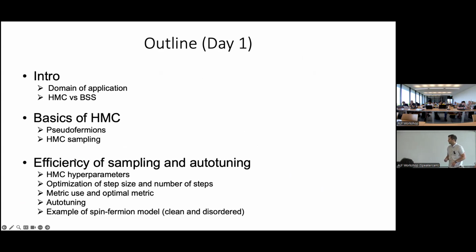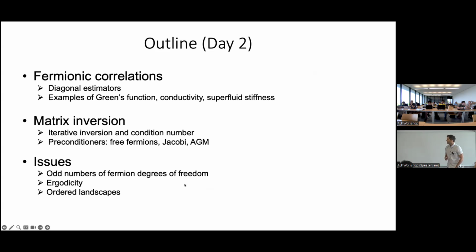I'll just introduce the basic concepts and then go through the basics of HMC and then talk about the efficiency of sampling HMC and all the hyperparameters. And then on the second day, I'll talk about how to actually measure fermionic correlators in HMC, which is a little bit more tricky than it normally is in the BSS algorithm. And then I'll talk about some details of the bottleneck of the method, which is the matrix inversion. And then I'll talk about some generic issues that pop up and that we're addressing right now with more advances.